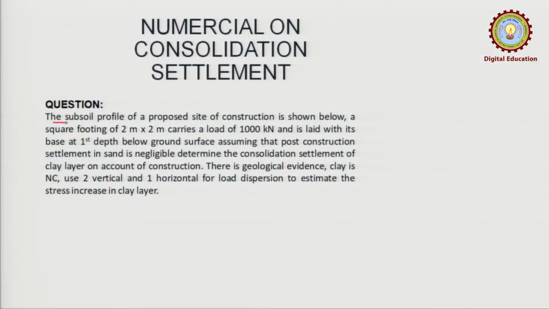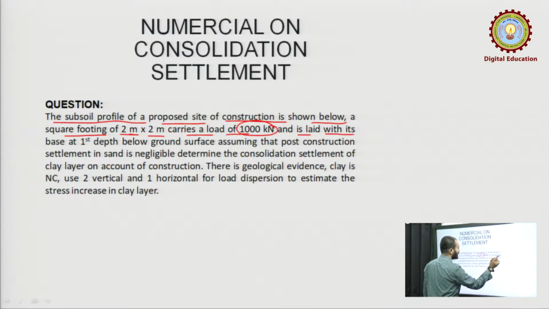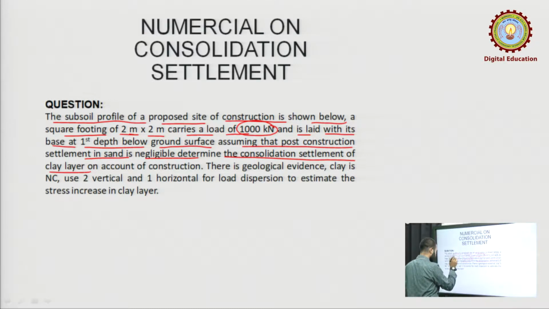Again, read the question carefully. The subsurface profile of a proposed construction site is shown below. A square footing 2 by 2 carries a load of 1000 kilonewton and is laid with its base at a given depth below the surface. Assuming that the post construction settlement in the sand is negligible, determine the consolidation settlement of the clay layer. Remember, the settlement for the sand layer is considered to be negligible.